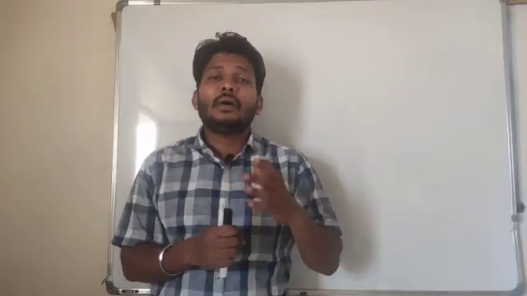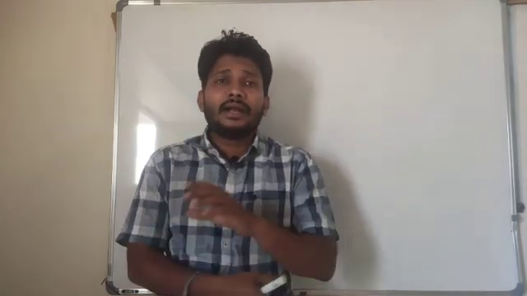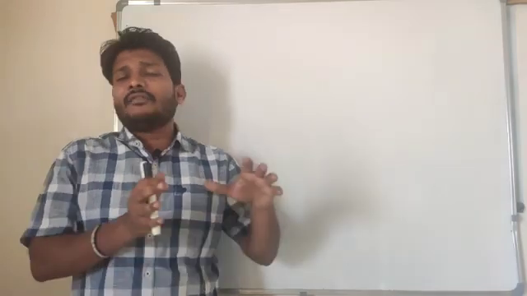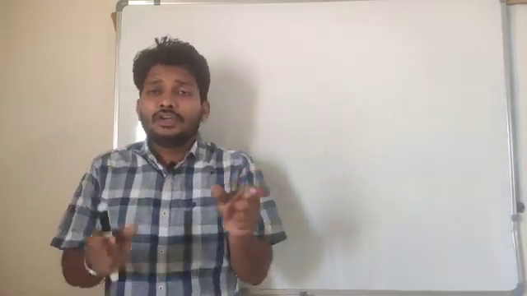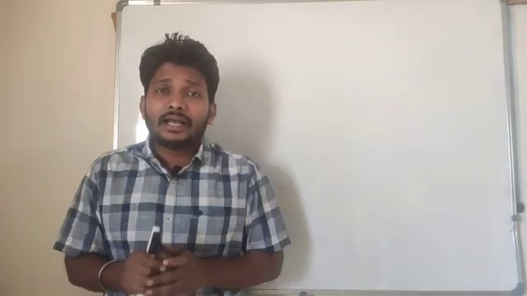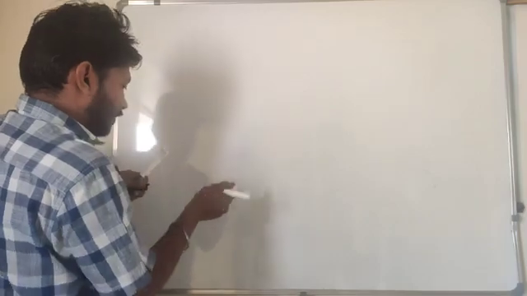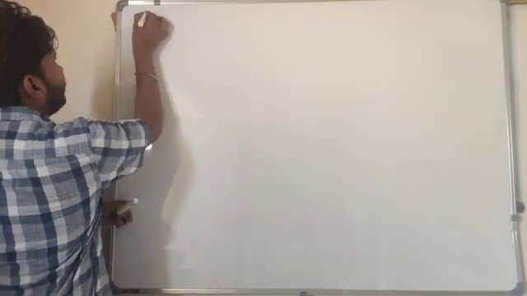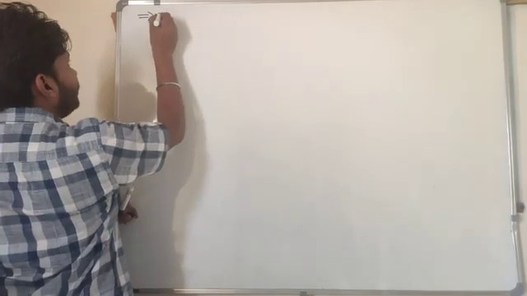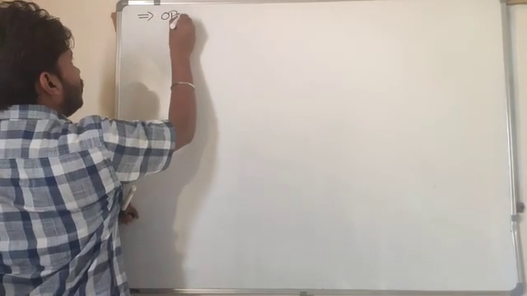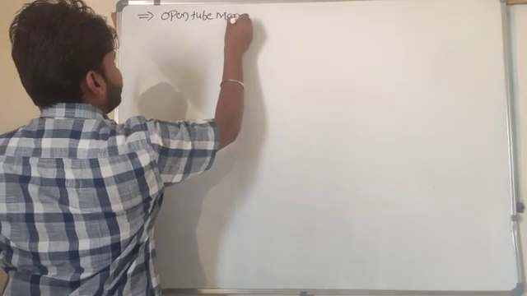So now we know how to measure the value of atmospheric pressure. Now I can calculate the pressure of any system. In order to measure the pressure of any system, we use one device. That device name we can call the open tube manometer.